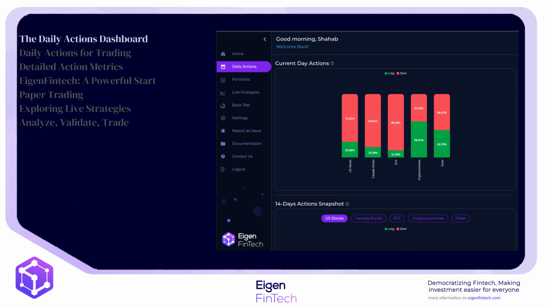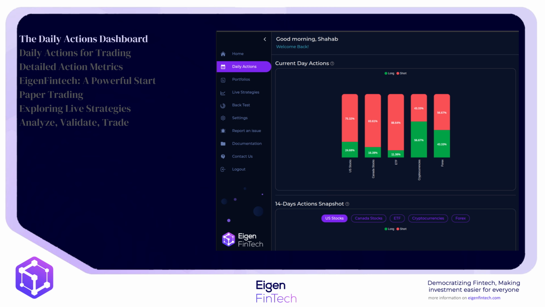Your trading day with Eigenfintech begins right here on the Daily Actions dashboard. The moment you log in, this is the first screen you'll see. Think of it as your central hub or mission control for the day. Its purpose is to arm you with crucial market analysis before the trading day officially begins, helping you quickly get a feel for market sentiment and spot potential opportunities.